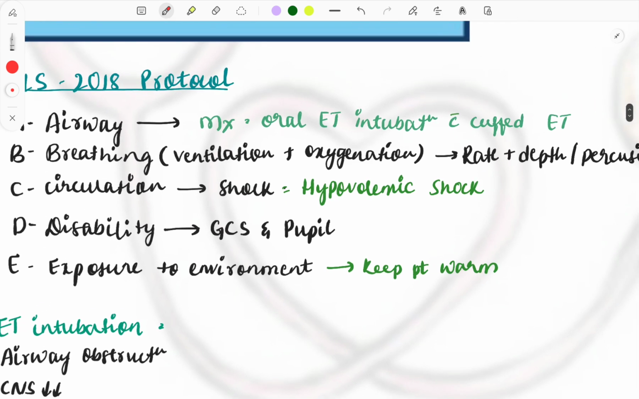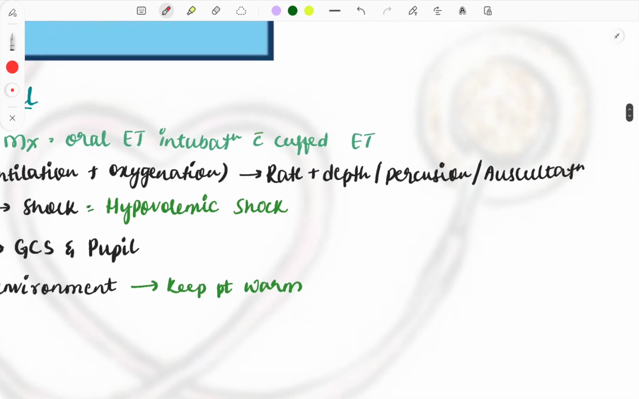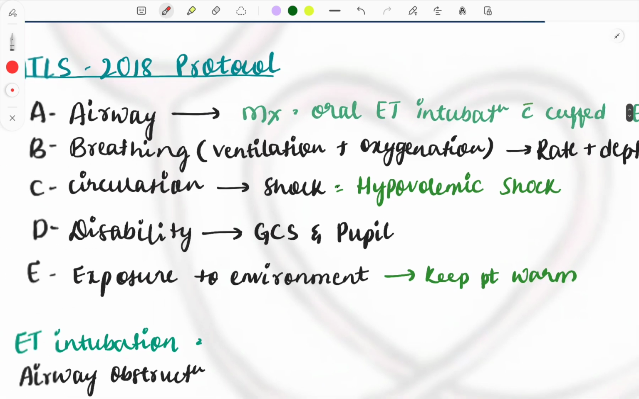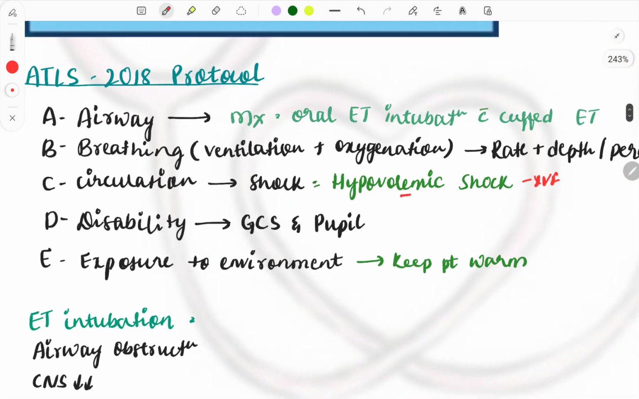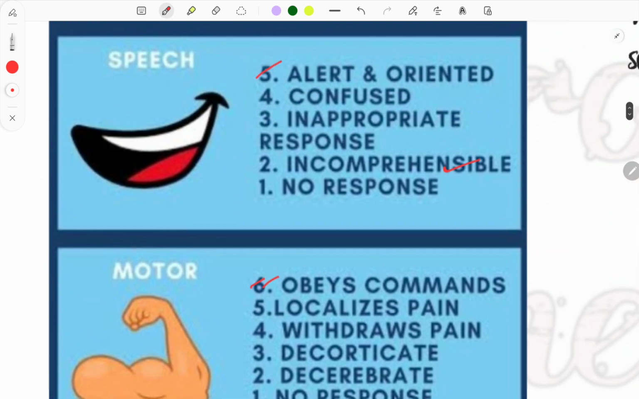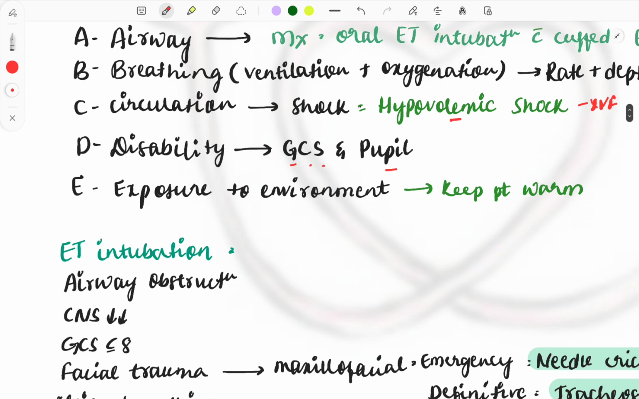Then breathing. In breathing we need to do the ventilation as well as the oxygenation of the patient, and we need to look at certain parameters: the rate and depth of the breath, and then we will do percussion and auscultation. Circulation is the shock, so we need to check whether the patient is stable or unstable, whether the patient is in shock. If he is in hypovolemic shock, then we will give fluids. IV fluids we will give to maintain the blood pressure of the patient. Then disability, we will look at the Glasgow Coma Scale and the pupil, so as already discussed, the GCS. Then exposure to the environment, keep the patient warm.